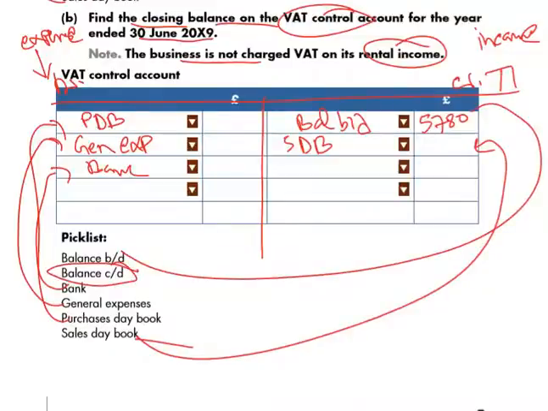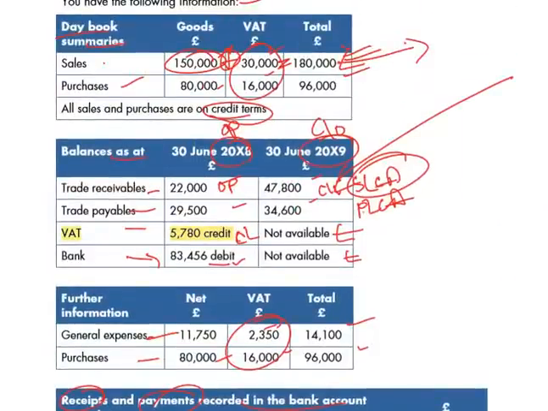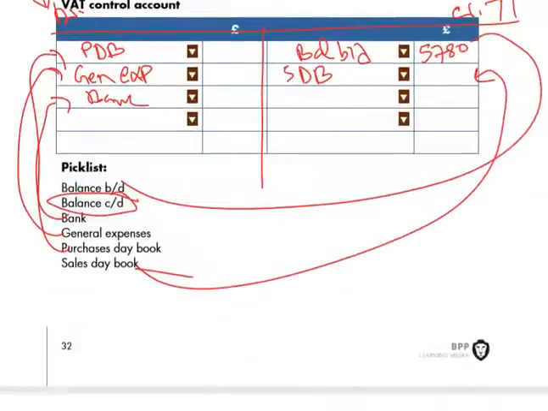Let's do it then. How much is my sales VAT? I can see it's 80,000. Let me erase some of the items here. It's very messy. Okay, look at this. Sales VAT is 30,000 and purchase VAT is 16,000. Do remember taking it at the bottom. Sales is 30,000. Purchases is 16,000.